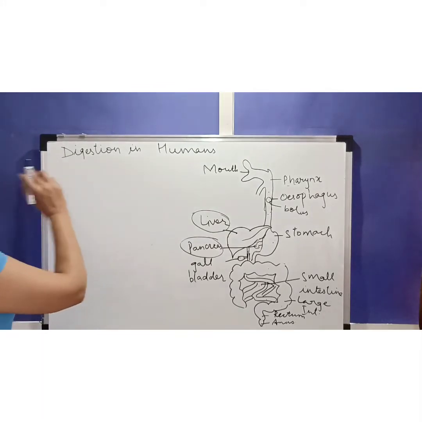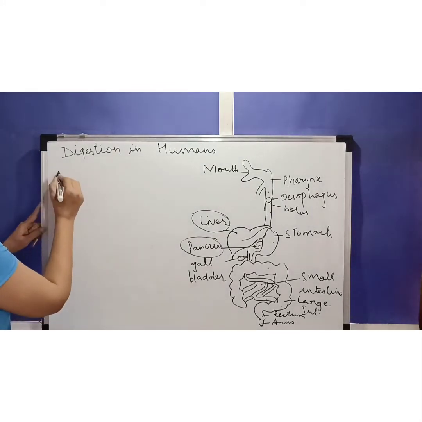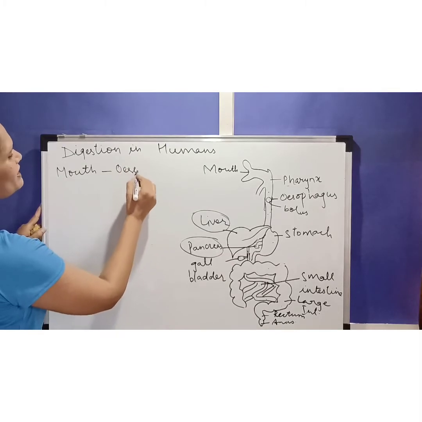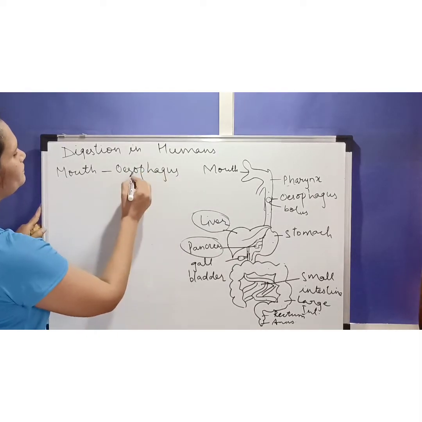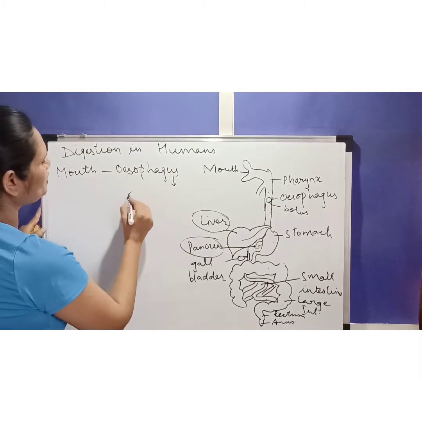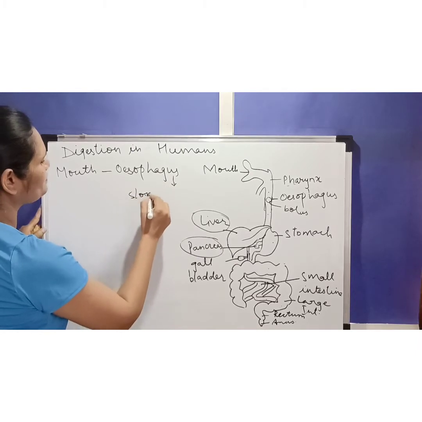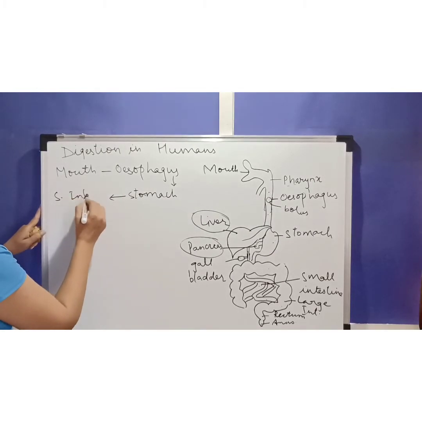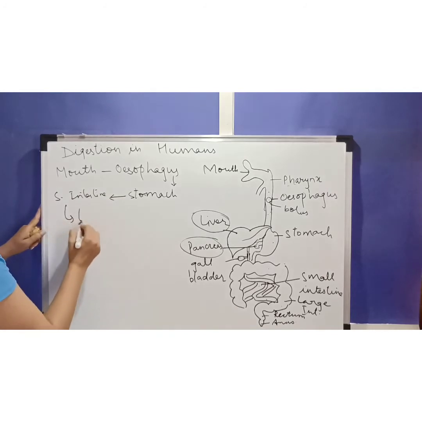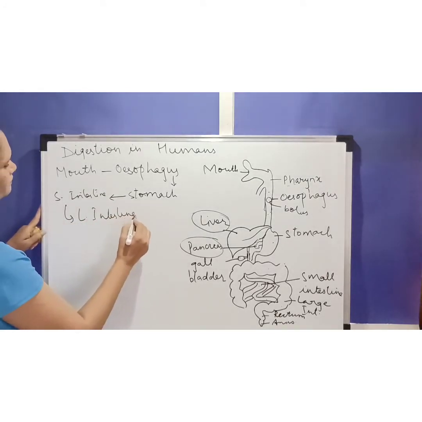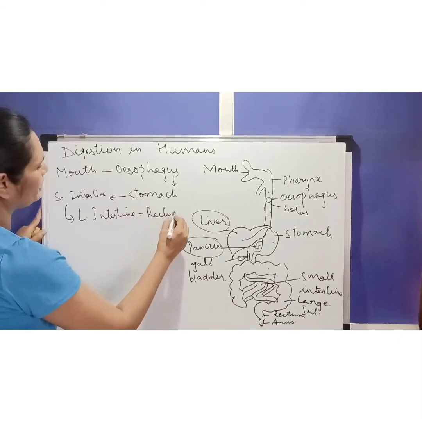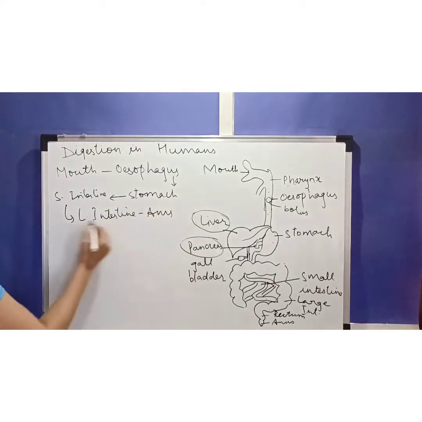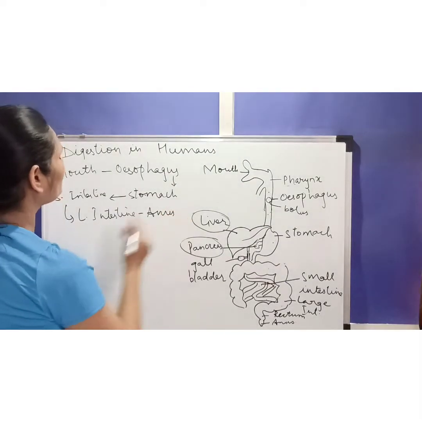So, digestion in humans: first I'll tell you about the path of the food. First the food is taken into the mouth. From the mouth it reaches the esophagus. After the esophagus it comes to the stomach. After the stomach, it comes to the small intestine, then to the large intestine, then the rectum, and then the anus. Rectum is the part of the large intestine. And then to the anus.